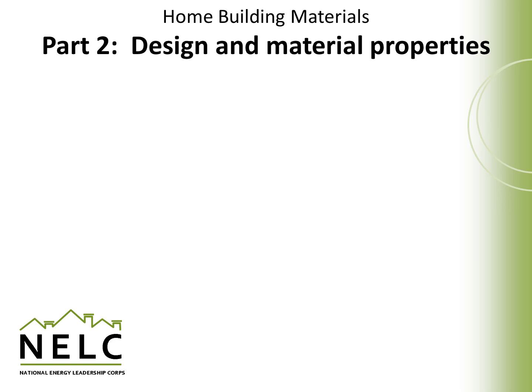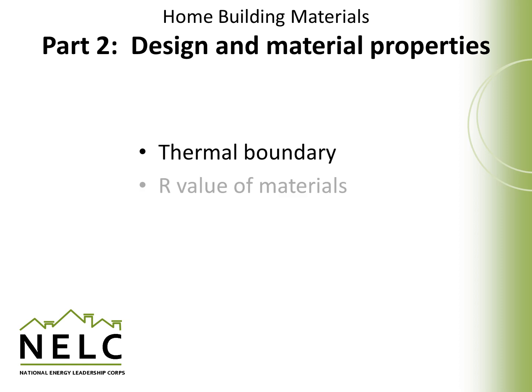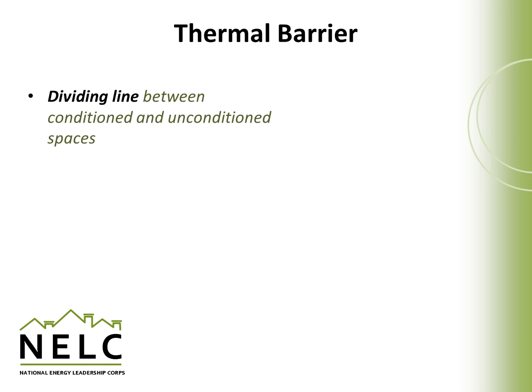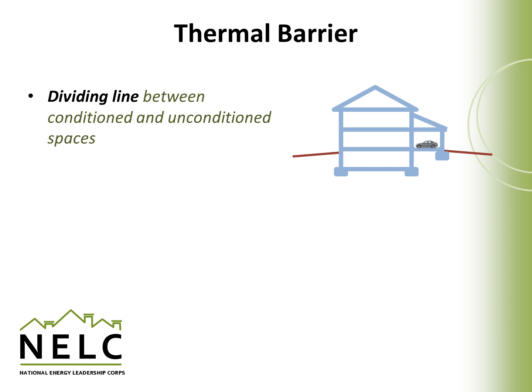This module will discuss two important concepts of energy efficiency: thermal boundary and the R value of materials. The thermal barrier of a home is the dividing line between conditioned and unconditioned spaces. So if you take a look at the cross-section of a home, the thermal boundary would define the distinction between what spaces we heat or cool and the outside surfaces.